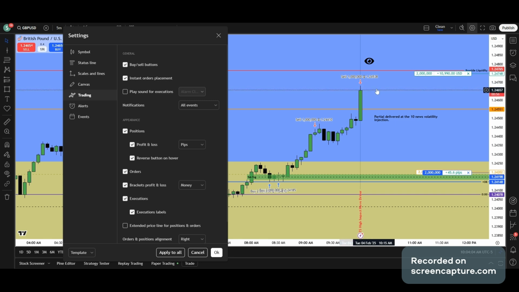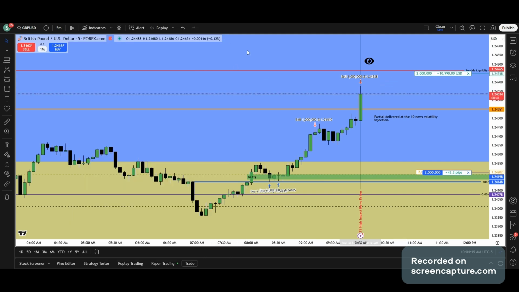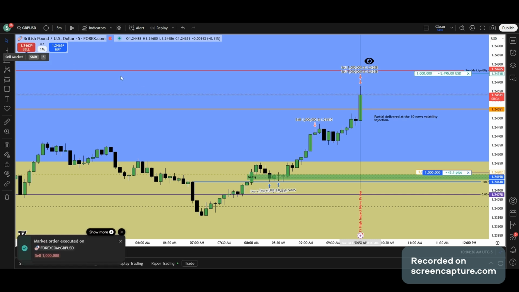And now I'm looking for price to go ahead and get up into this area here, this buy side liquidity level. And that's where I have the remainder of my position. What I'll do now is go ahead and take off another 1 million units right there above that buy side liquidity level. And then I'll just let the rest run to TP.